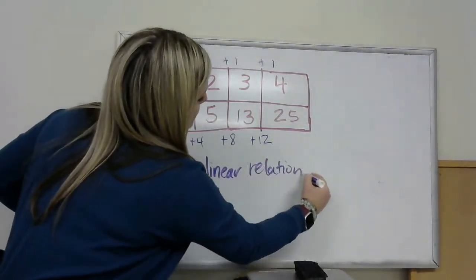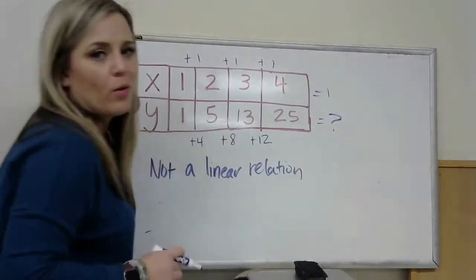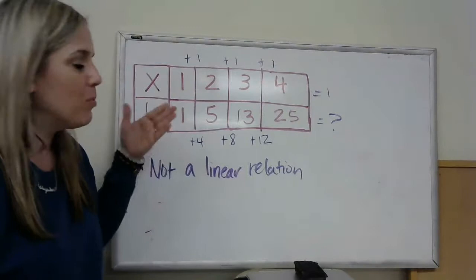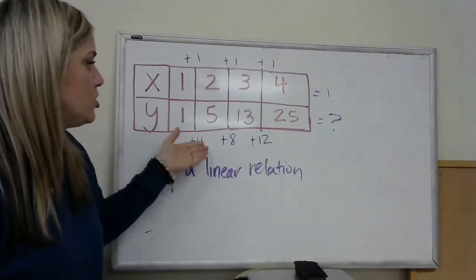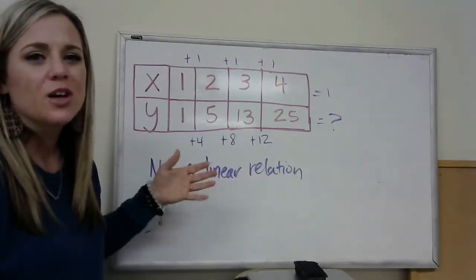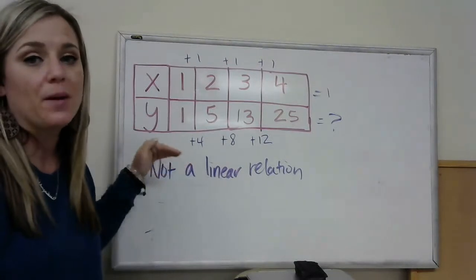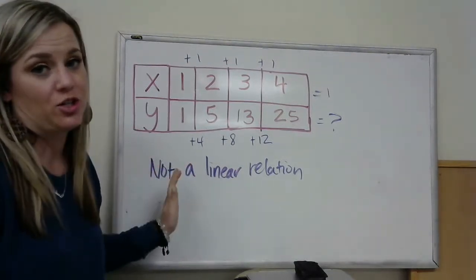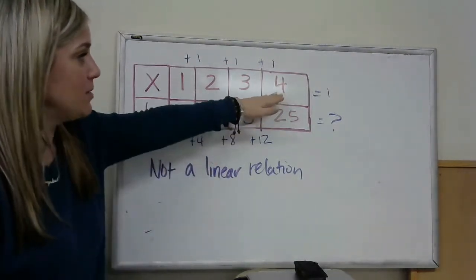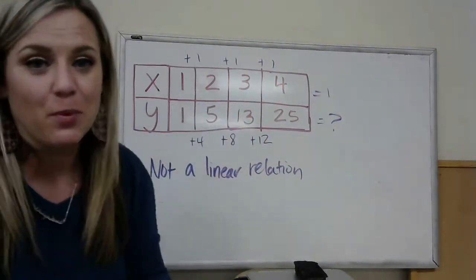Does that make sense? Where the X's were +1 each time, the Y's weren't a constant. It was +4, then it was 2 times 4, then it was 3 times 4. So it was a multiple of 4 every time. It wasn't changing the same amount. This would not be considered a linear equation, okay? Because the top does, but the bottom doesn't. They both have to do it, okay? So that one was simple.